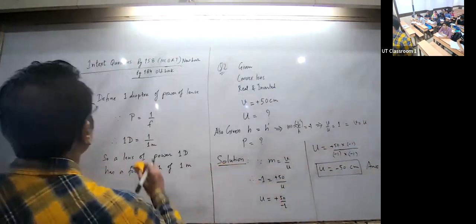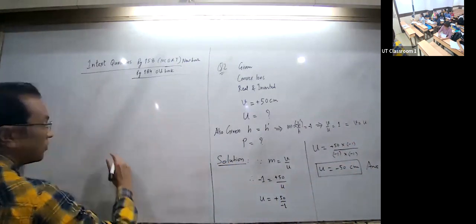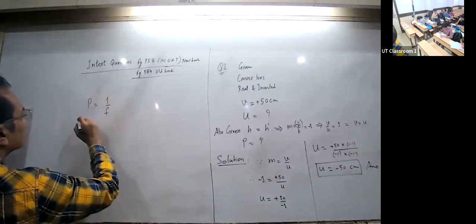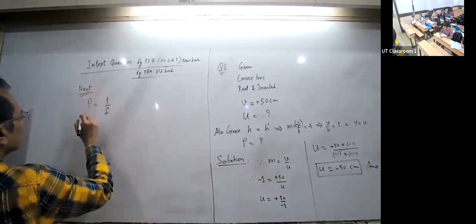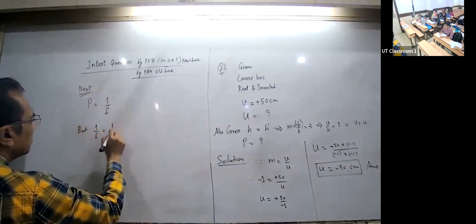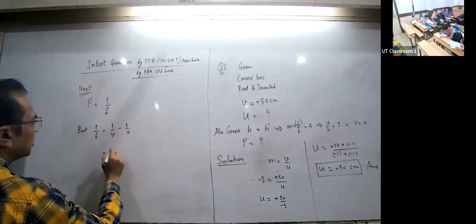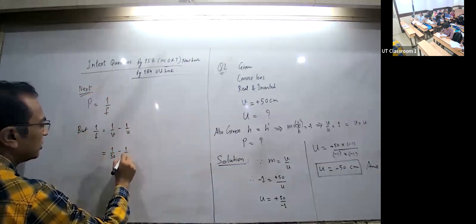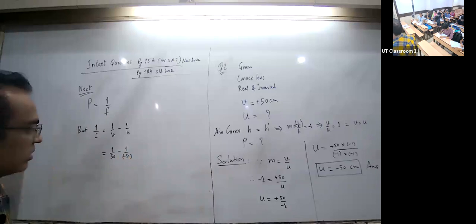Next is power. So power is equal to 1 by F. But 1 by F is equal to 1 by V minus 1 by U. So F निकालना पड़ेगा पहले. So what is V? 50 minus 1 by minus 50. We got U from the first part.